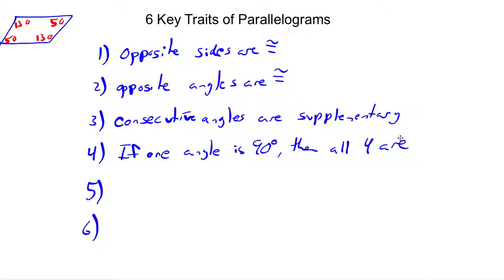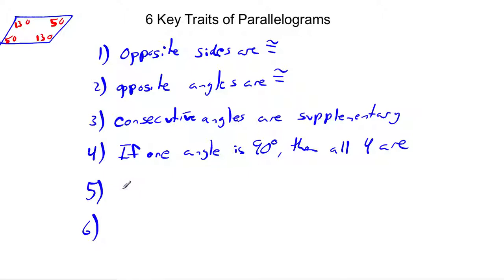Because following those two rules about your opposite angles being congruent and consecutive angles being supplementary, if this is 90, this is 90, this is 90, this is 90, they all must be 90. That just makes it a rectangle. So don't forget that you can have a parallelogram that is a rectangle. That's perfectly fine. There's nothing wrong with that. Rectangles are just a special type of parallelogram.